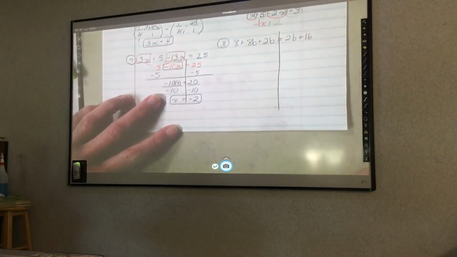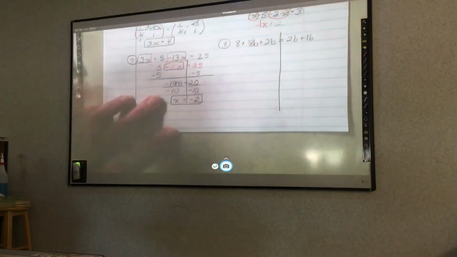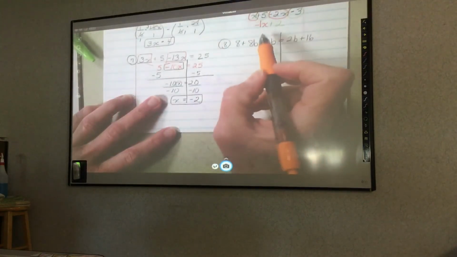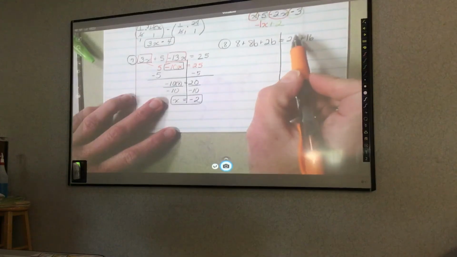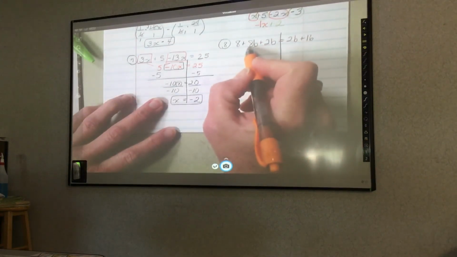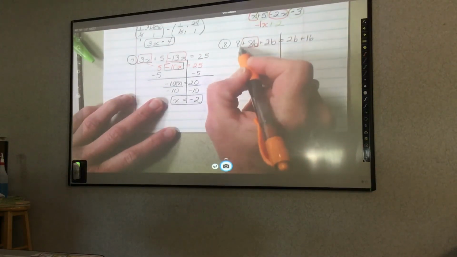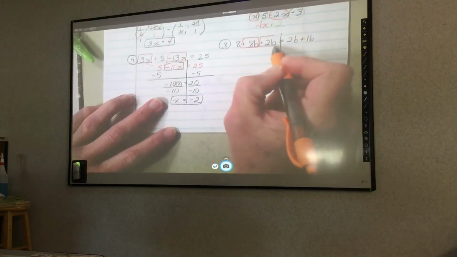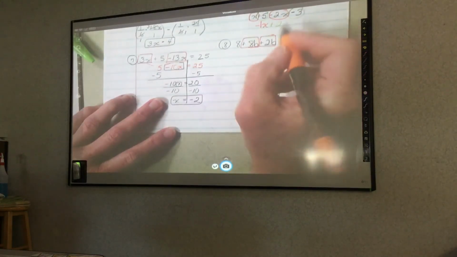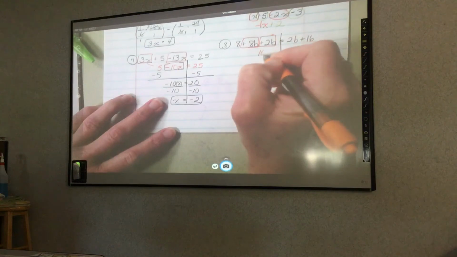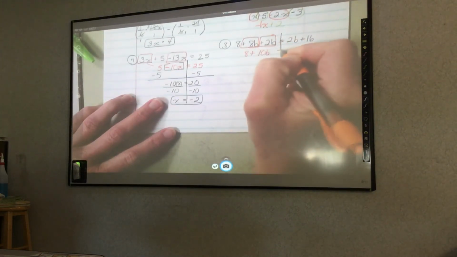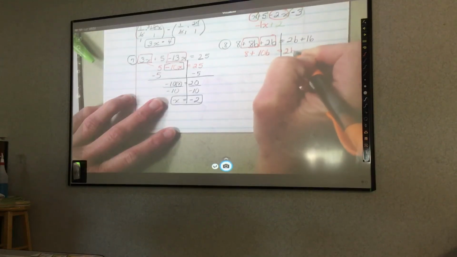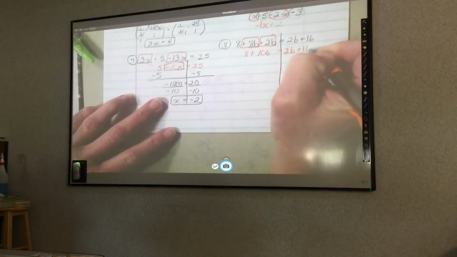Here we're doing the same thing. We've got letters on both sides. First, combine the 2 that you have together. Positive 8b and a positive 2b. What does that become? 10b. So now you have 8 plus 10b equals 2b plus 16.